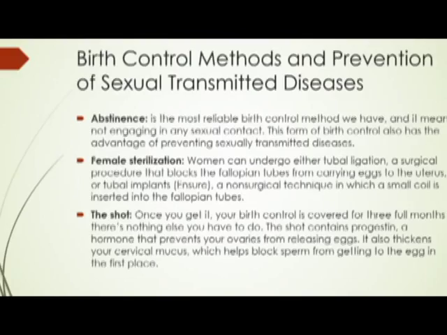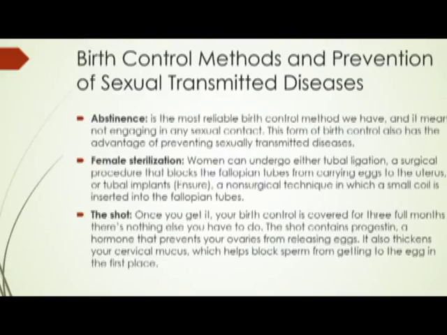Birth control methods and prevention of sexually transmitted diseases. Well, the first one is abstinence. It's the most reliable birth control method we have, and it means not engaging in any sexual contact. This form of birth control also has the advantage of preventing sexually transmitted diseases.